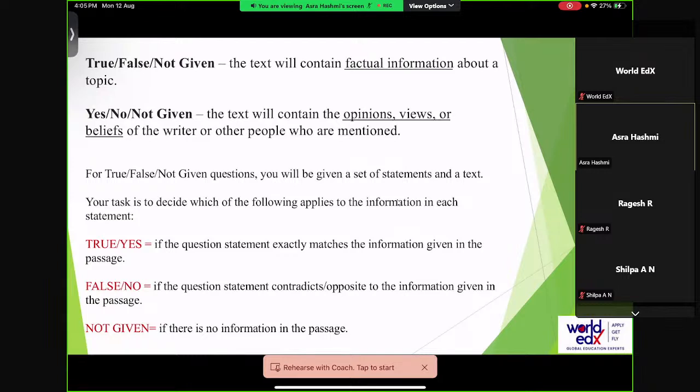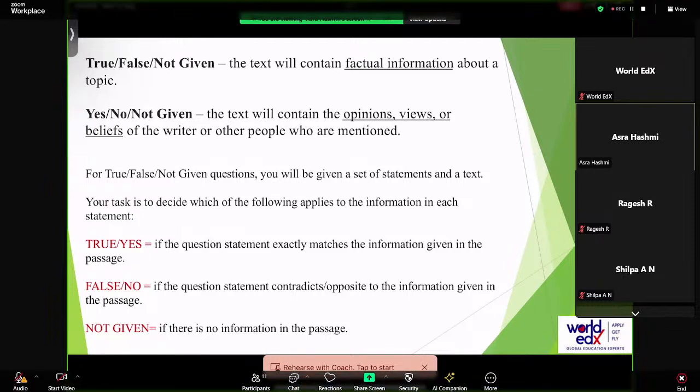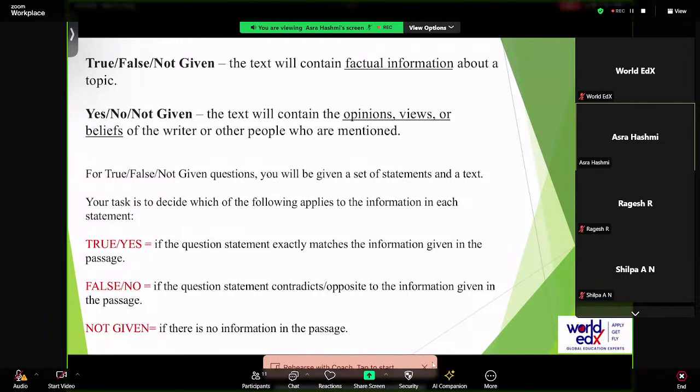But for yes, no, and not given, which is another form of true, false, and not given, these kinds of texts deal with the writer's opinion, the writer's views, or his or her beliefs. So you will have to think through the mind of the writer for these yes, no, not given types of questions. But true, false, and not given questions are factual in nature. Everything is going to be taken from the paragraph, and you just have to locate whether it is true, false, or not given.